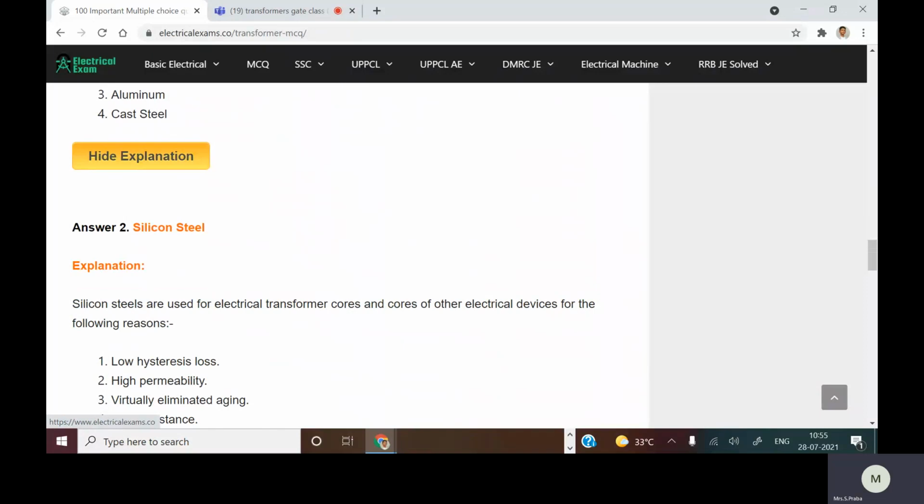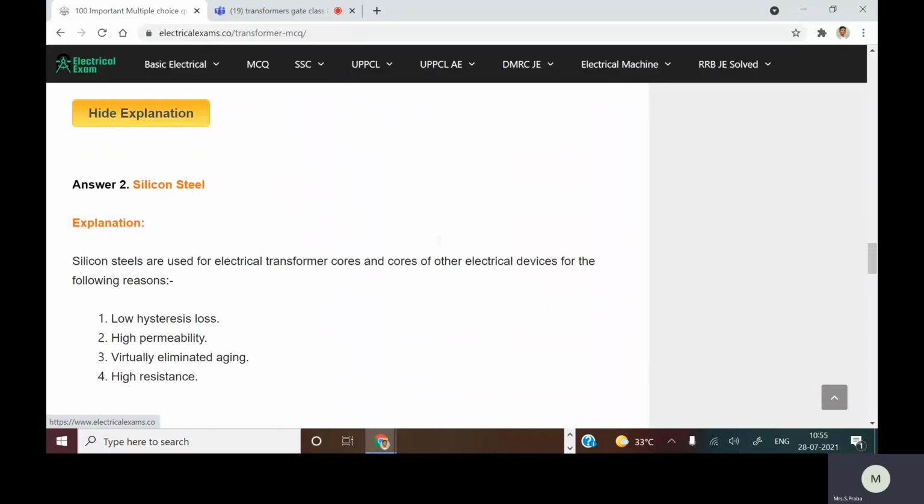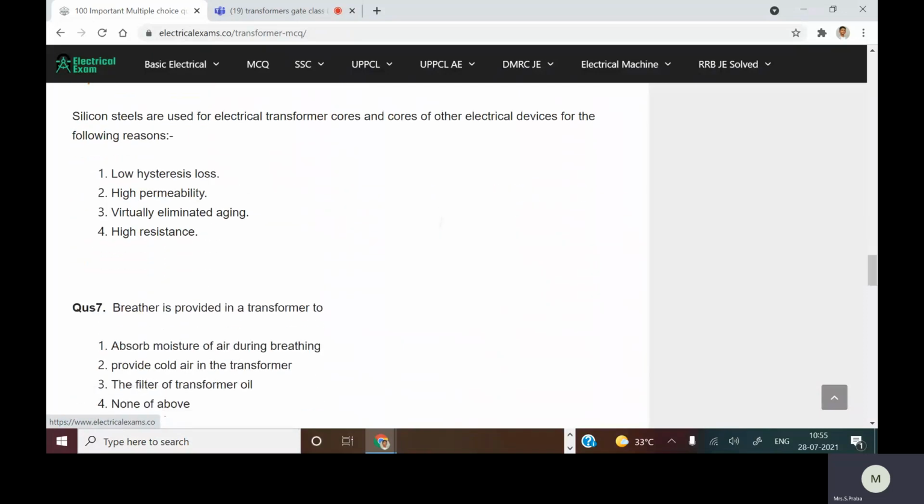This one is only silicon steel. Why particularly are we using silicon steel? It has low hysteresis loss, high permeability, virtually eliminated aging, and high resistance. This must be another question: what are the properties of silicon steel as a lamination? It has low hysteresis loss. Hysteresis loss is avoided, so it is a better lamination for what? The transformer, and not only the transformer, but all electrical machines, motors and generators also.